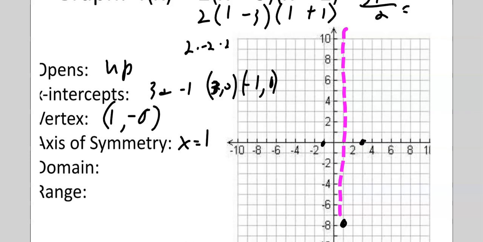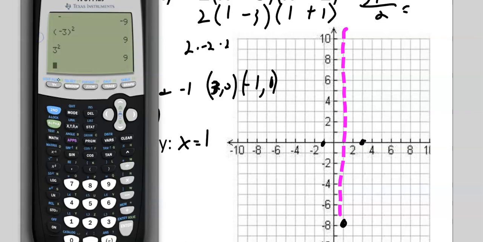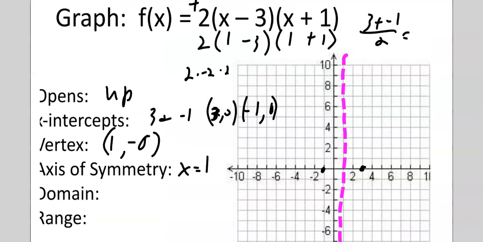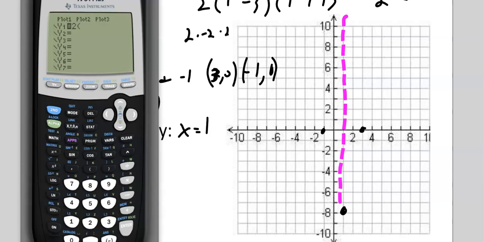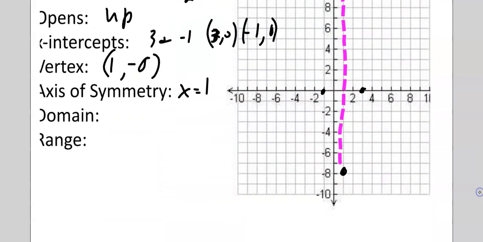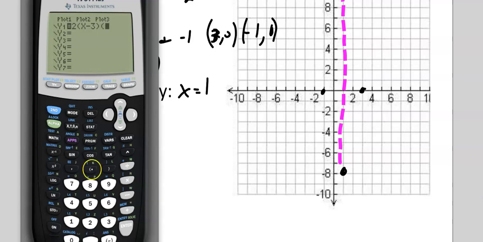Now let's look at our calculator. If we go to y equals and clear out whatever's in there, and we put 2, parentheses, okay, remember it's x minus 3, and x plus 1. All right, and we hit graph. Okay, and we hit second graph, we'll get the table.